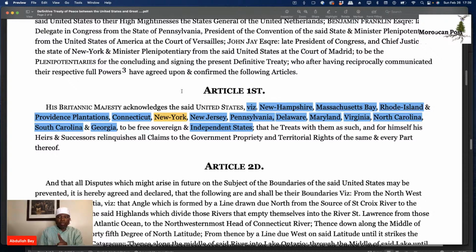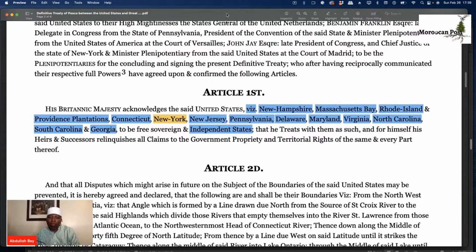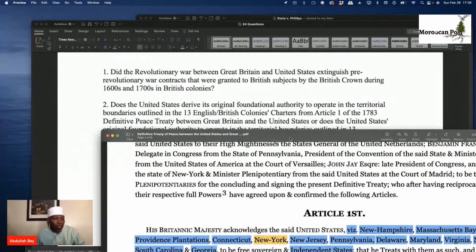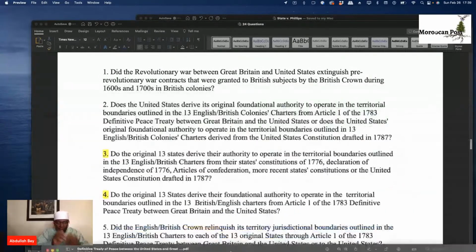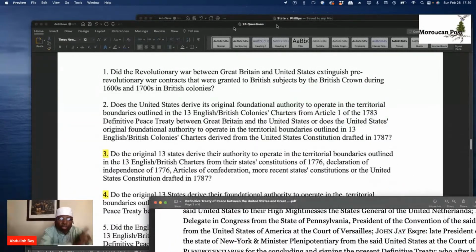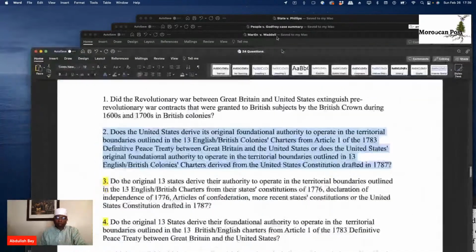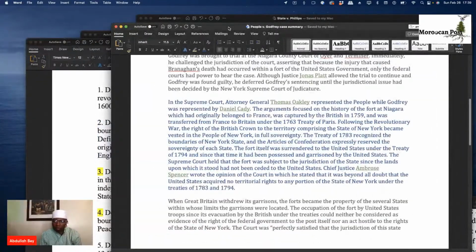Does the United States derive? Let's go to People versus Godfrey. Does the United States derive? Let's go to People versus Godfrey. All right. Let's look for People.